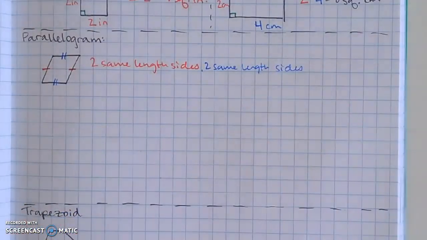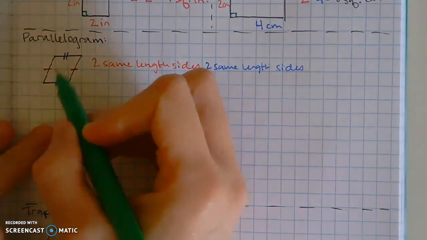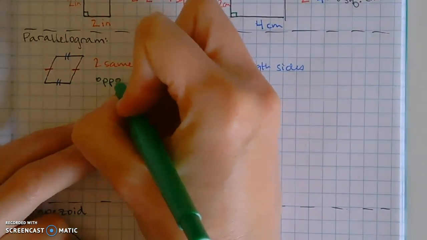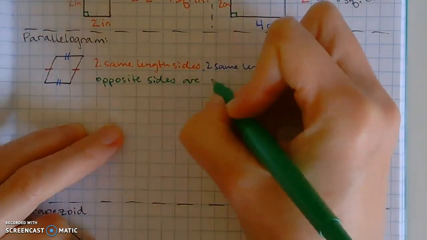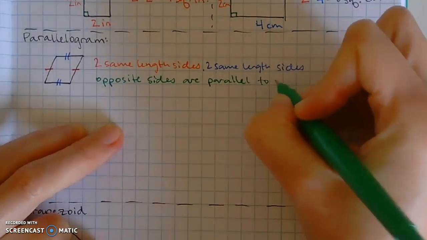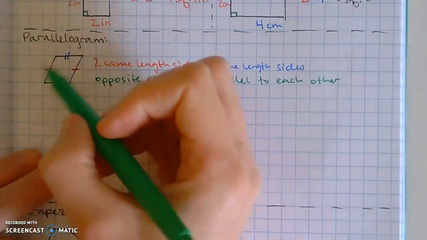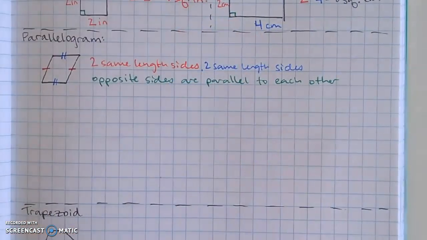Okay, and let's see if I can explain this. All of the sides are parallel to their opposite side. So opposite sides are parallel to each other. Okay, so that means if I were to extend each of these lines, they would never touch.